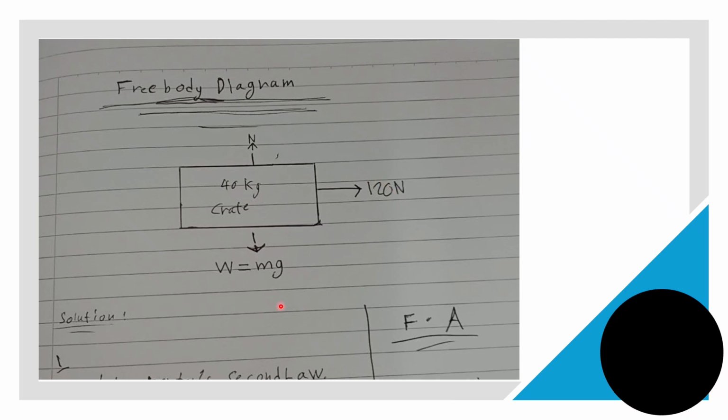This is a free-body diagram. We've got the weight, which is equal to mg, the mass times gravity, and we've got the normal reaction acting upward on the crate, and we've got the 120 Newton acting horizontally to the right, and that is the applied force. Because the floor is smooth, there's no friction force opposing the motion on the other side. Therefore, the only horizontal force acting on the crate is the applied force.